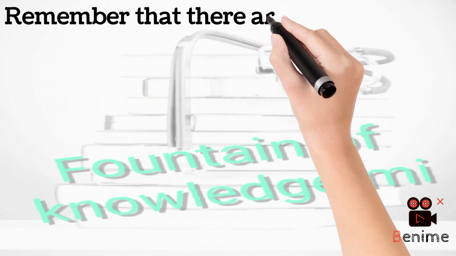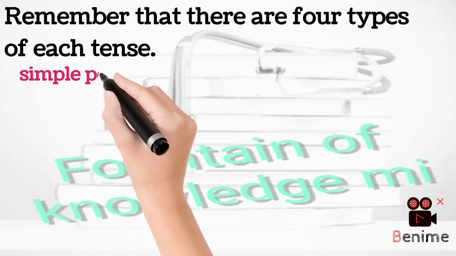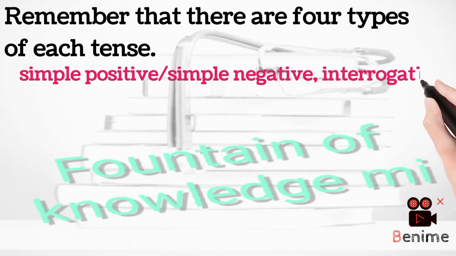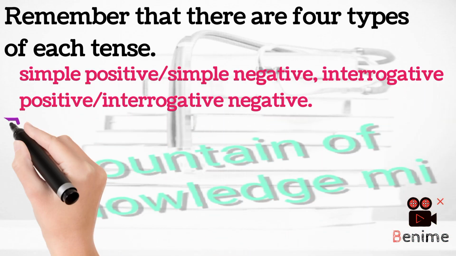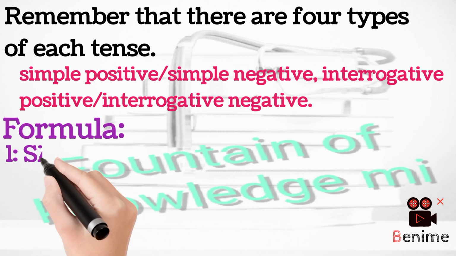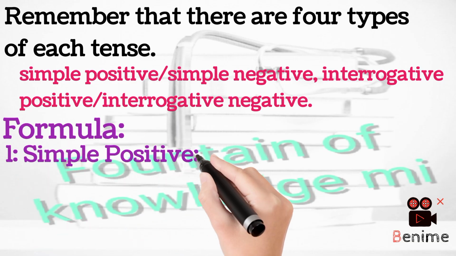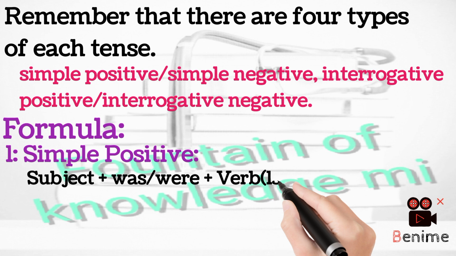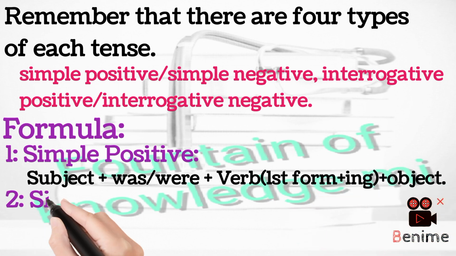Remember that there are 4 types of each tense. Simple positive, simple negative, interrogative positive, interrogative negative. Formula. 1. Simple positive. Subject plus was were plus verb first form plus ing plus object.